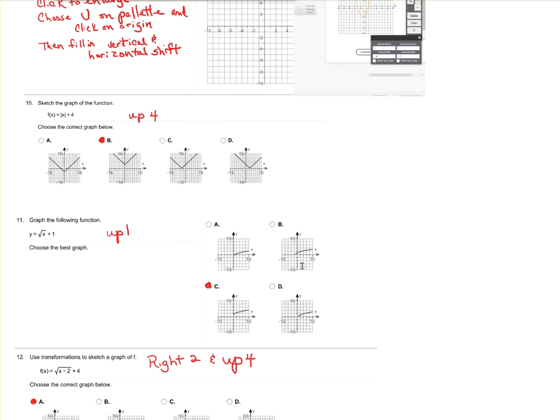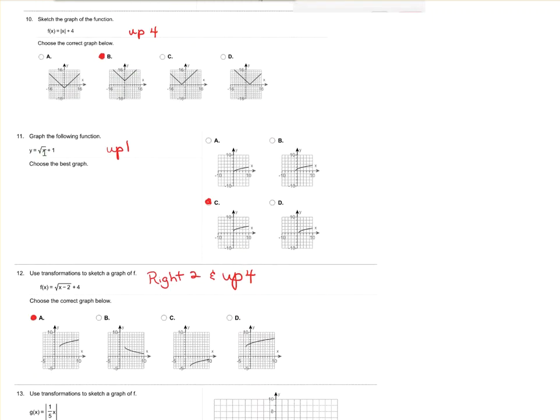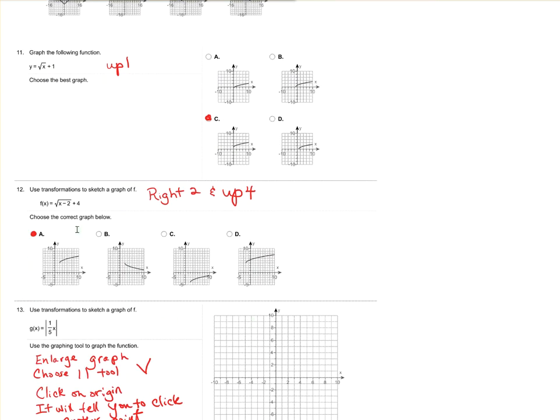All right, number 10, sketch the graph of the function. The absolute value of x plus 4. So you want a v that's going up 4. This one went down, this left, this right. So it's definitely this one. Here, square root of x and then plus 1. So you're looking for the one that just starts up 1 unit, and it's right here. 12, square root of x minus 2, so that's to the right 2, and then up 4. So here we go, right 2, up 4.